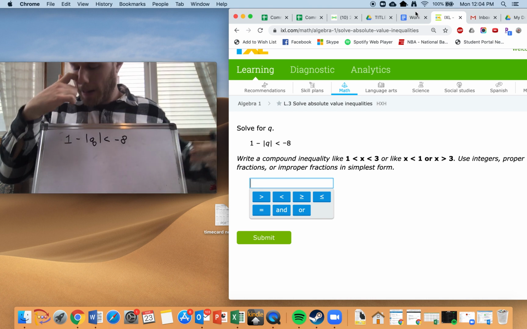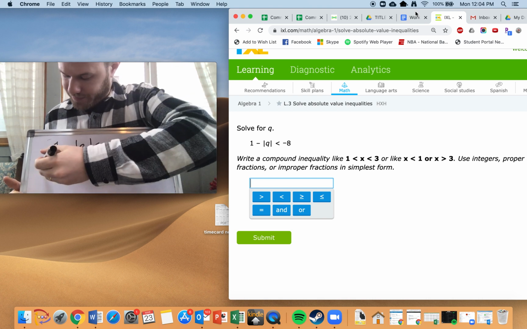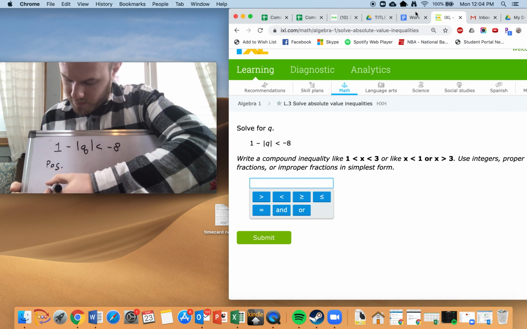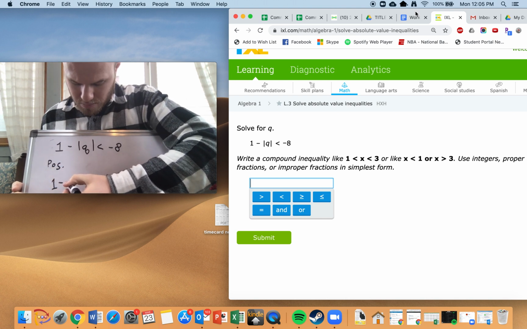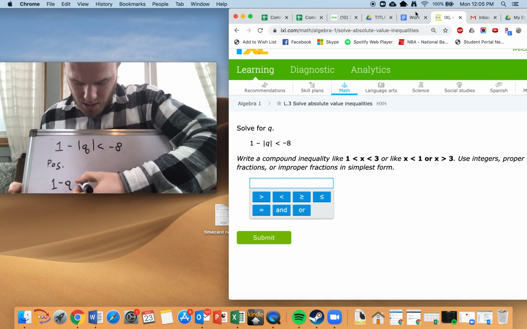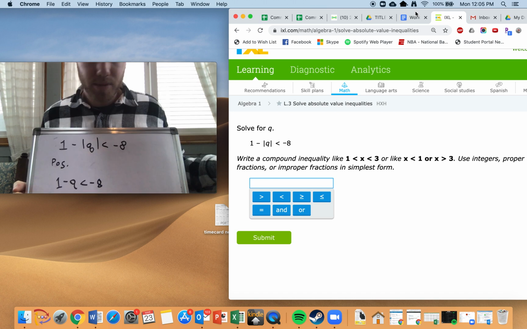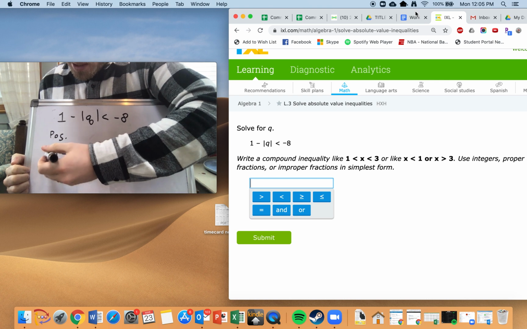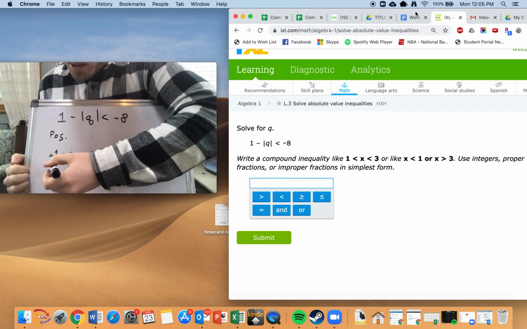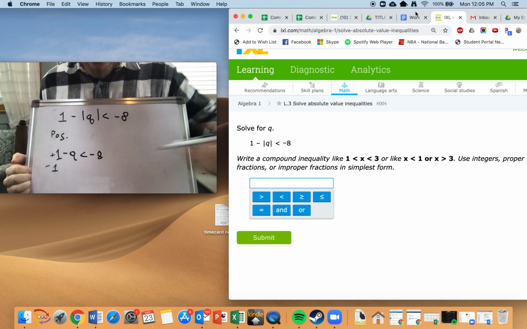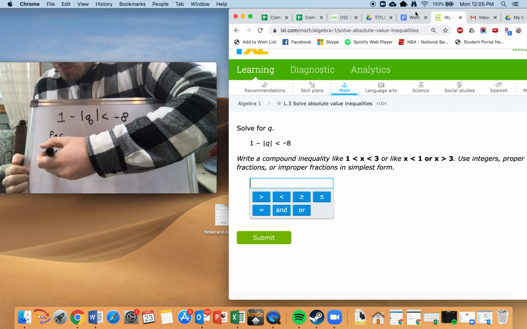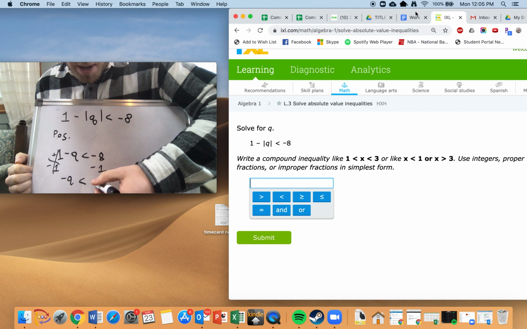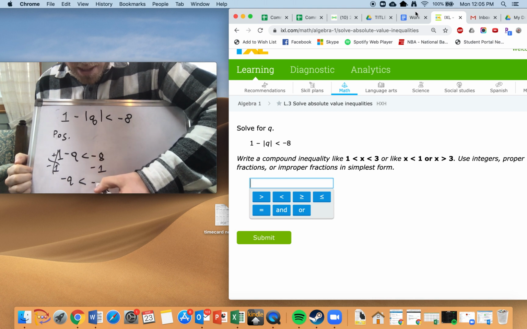So here we have that. Again, pretty easy. The positive one, I still always like to label. All I'm going to do is drop the brackets. So I have 1 minus q is less than negative 8. Next I'm going to get rid of my number. Keep in mind this is a positive one, so to get rid of the positive one, I have to subtract 1. That gives me negative q, and then negative 8 minus 1 is negative 9.